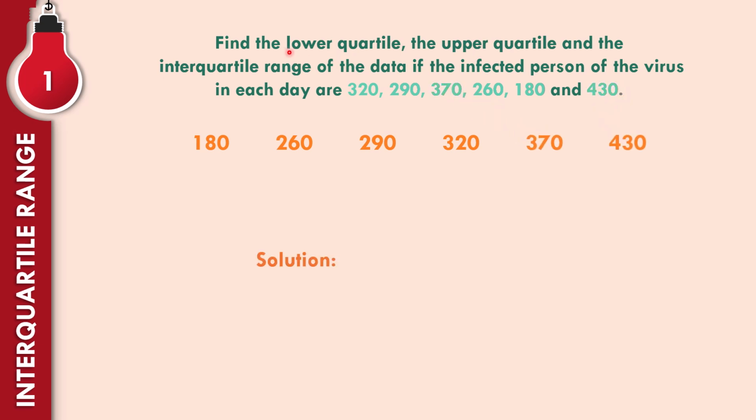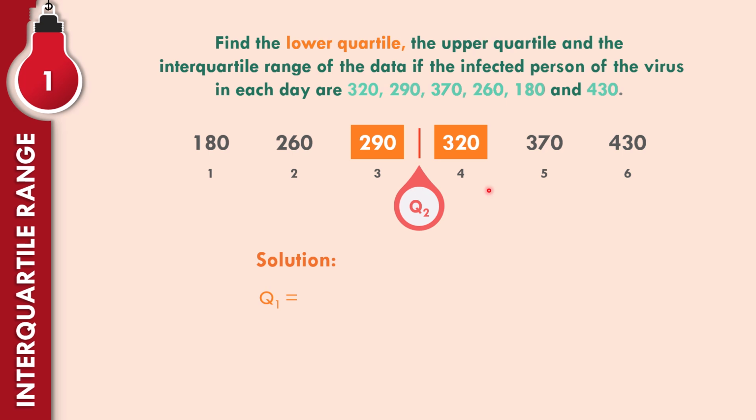So let us find now the lower quartile or the Q sub 1. Before we identify the Q sub 1, first we need to identify the quartile 2. So let us count this set of data, that is 1, 2, 3, 4, 5, 6. So the middle is between 3 and then 4. So that is 290 and 320. So this one, that is the middle, that is the quartile 2.